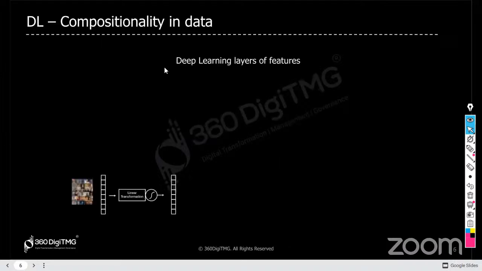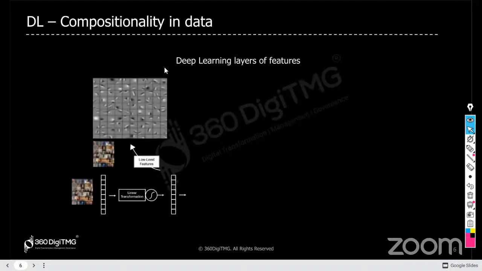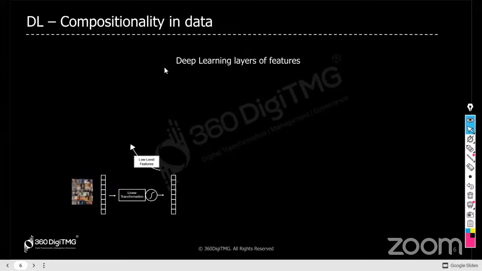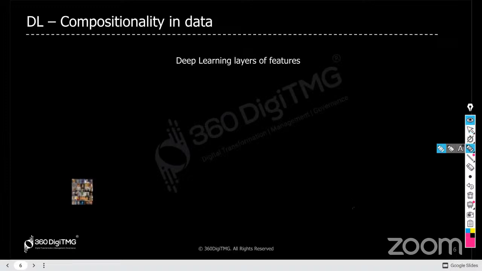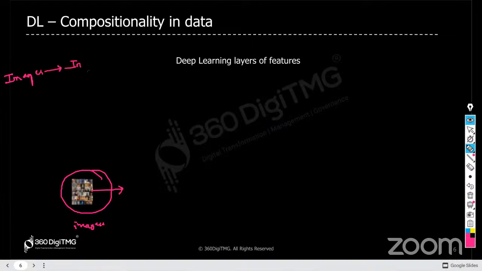See here. This is what I want to tell you, compositionality in this data. Here you have a lot of images given. These are the images that you have been given to this algorithm. When you are providing images, what happens? First, you supply all these images to the layer called the input layer. I will supply these images to the layer called the input layer.